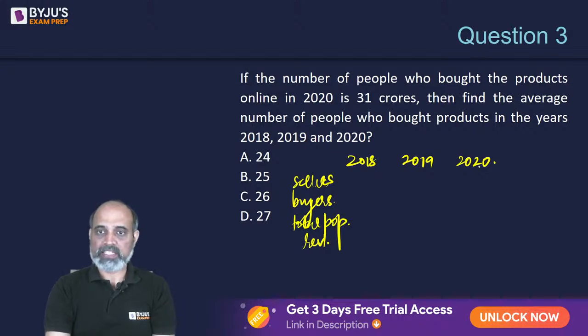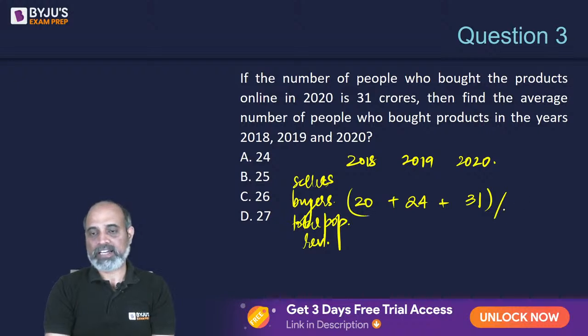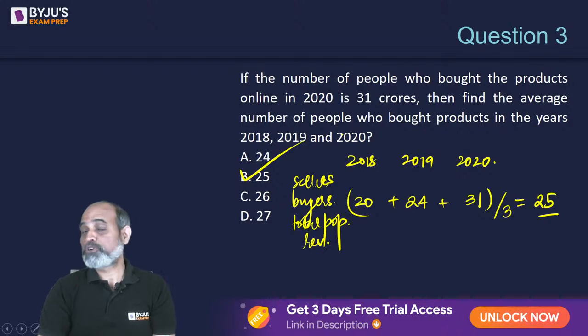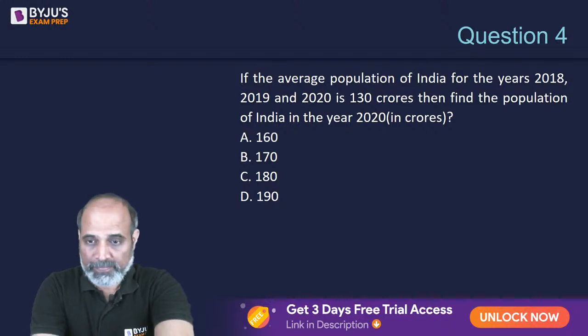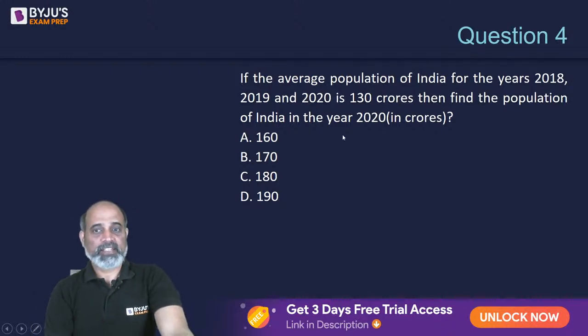So in 2020, it is given that the buyers turn out to be 31 crores, right? In 2018, the number of buyers was 20 crores. In 2019, the number of buyers is 24 crores, if you remember. So the average number of buyers for all these 3 years will be this entire thing divided by 3, which is 75 divided by 3, which will result in 25. So 25 crore people on an average bought in these 3 years, right?